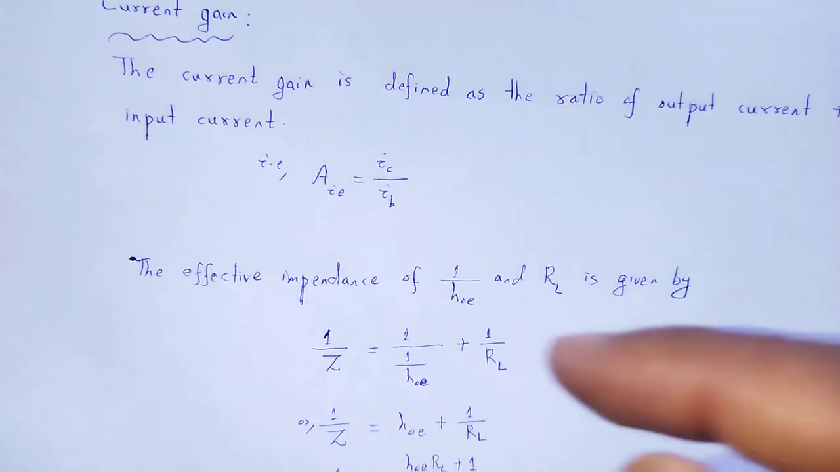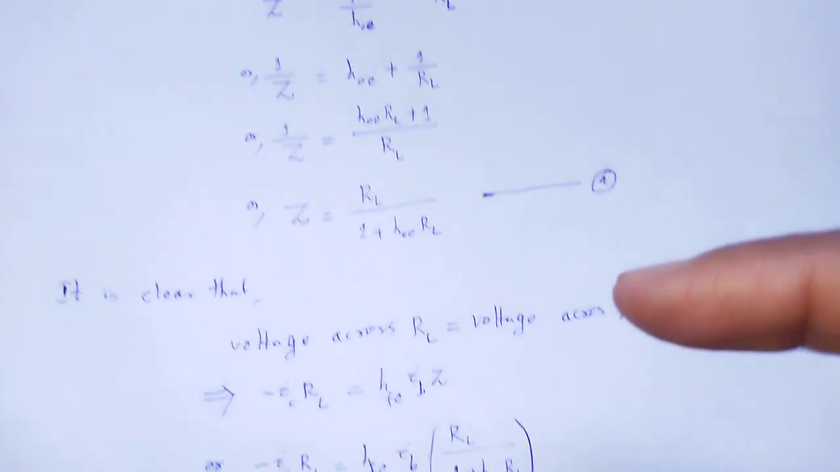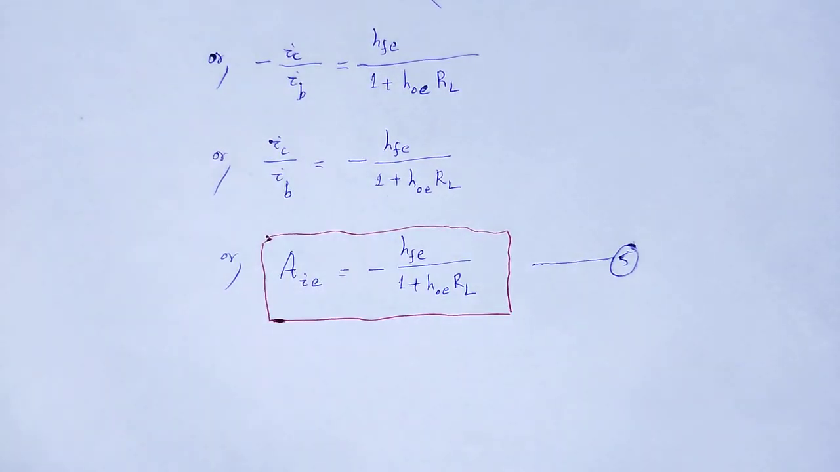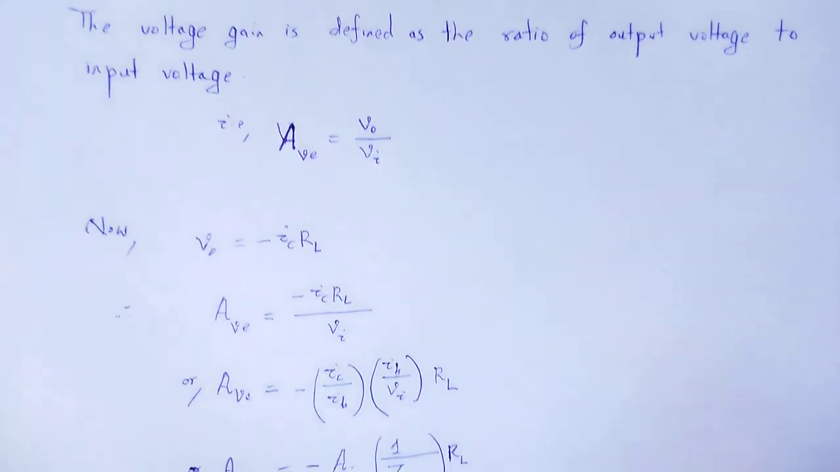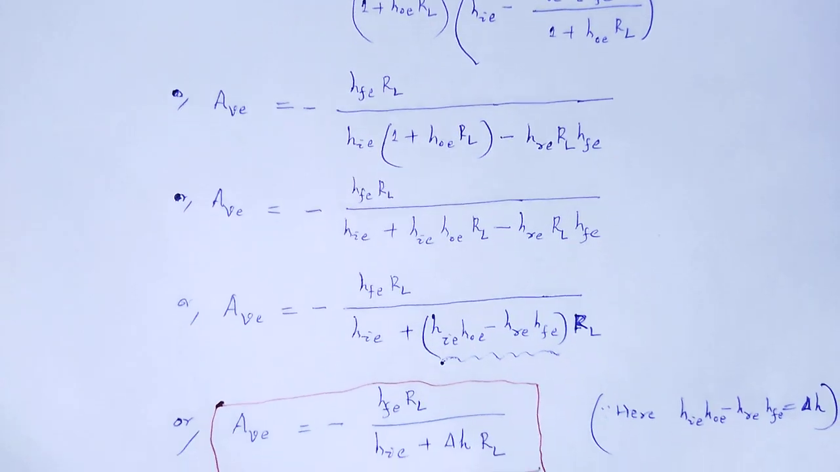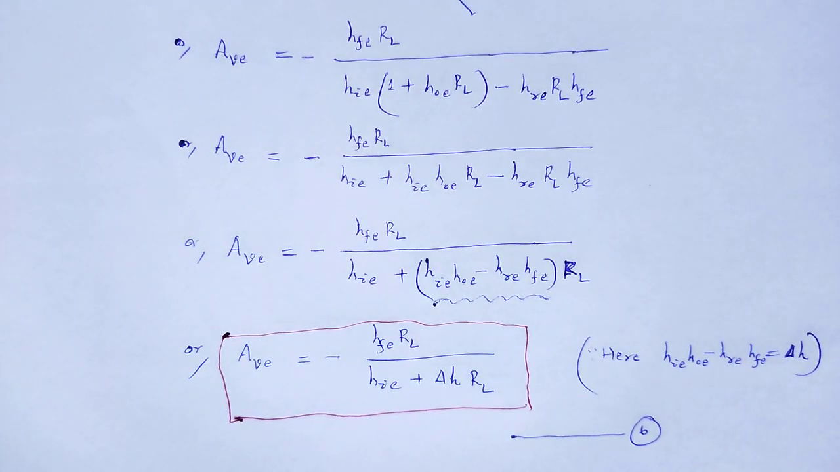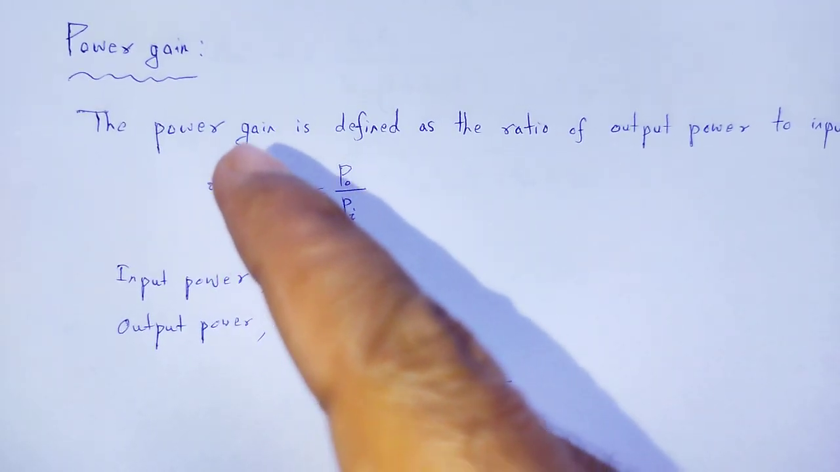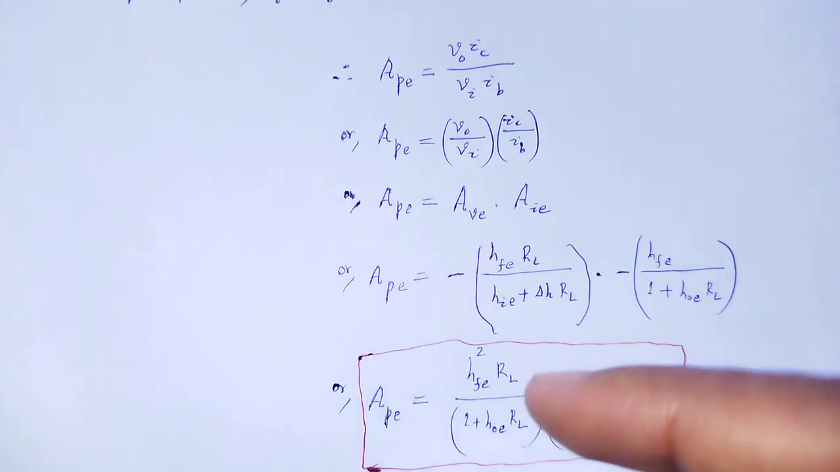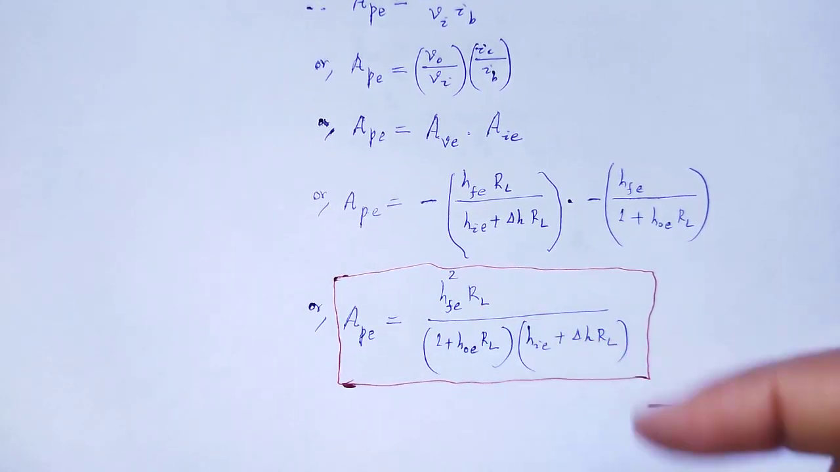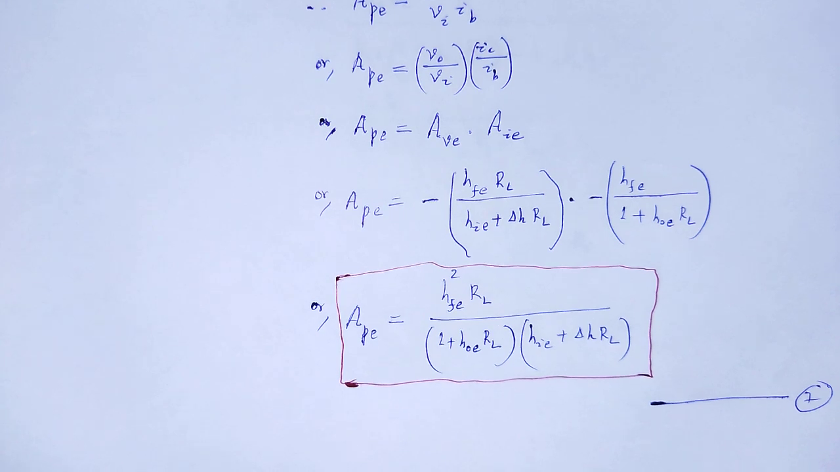Next, current gain, voltage gain, and finally power gain. All are in terms of hybrid parameters.